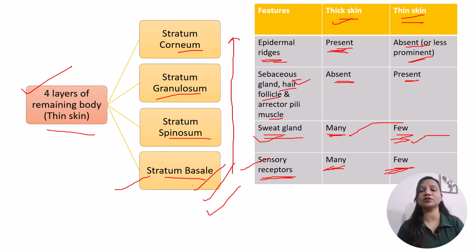So I hope you've understood the difference between thick skin and thin skin, and why some structures are present in thick skin and absent in thin skin. In a nutshell, there is a functional requirement for those structures in the thick skin, that's why they are present more in the thick skin as compared to the thin skin.